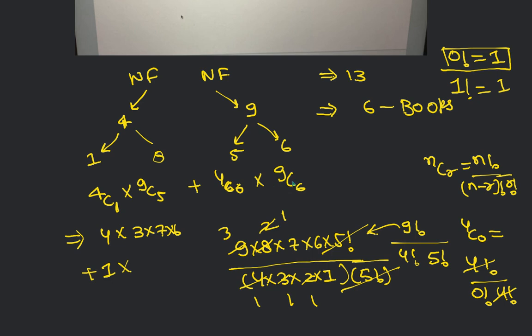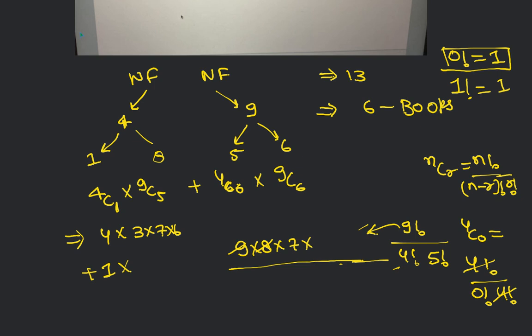Now in the next step, what we have is 9C6. Let's understand this one also. It's basically similar to this one. I'm just erasing some of the parts from here, and let's understand this one from here only.